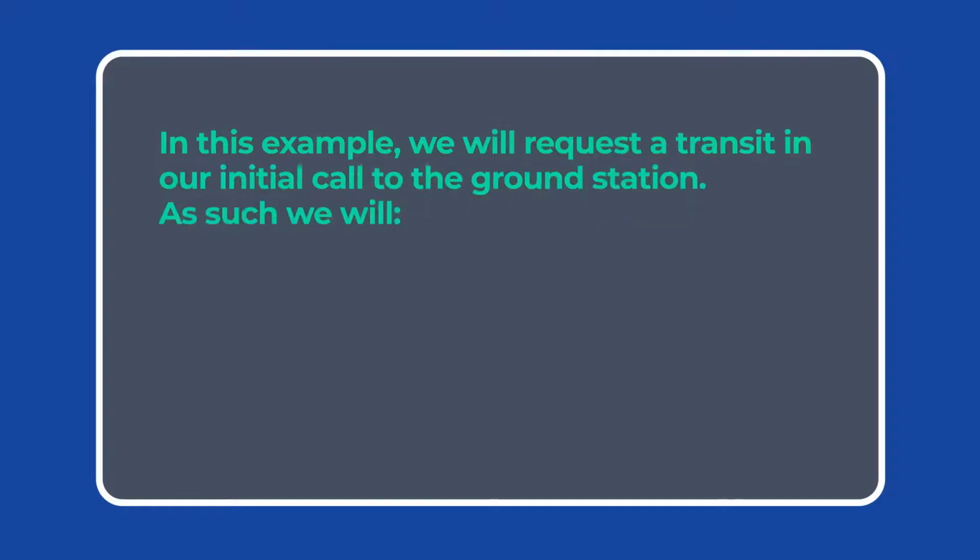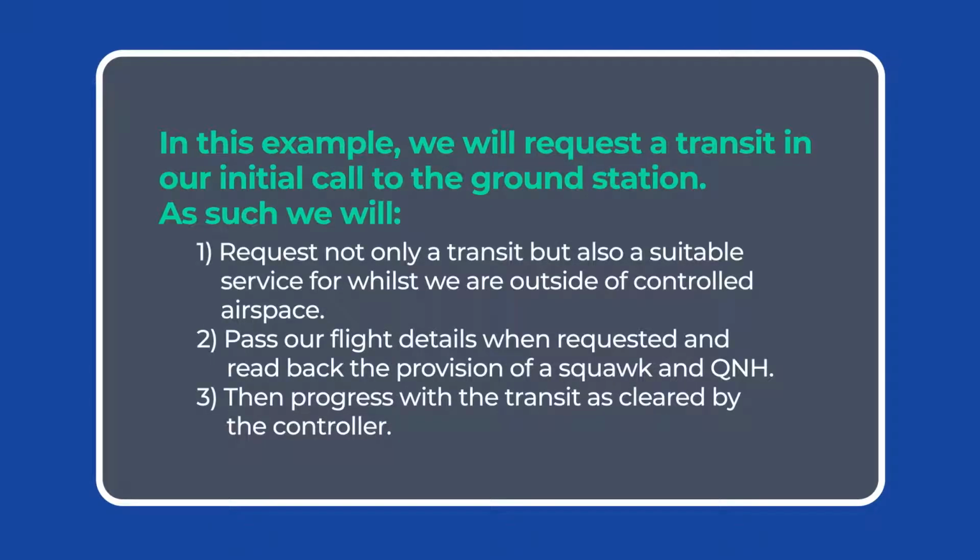We will request a transit in our initial call to Big Town Radar. As such, we will request not only a transit, but also a suitable service for whilst we are outside of controlled airspace. We'll pass our flight details when requested and read back the provision of a squawk code and QNH. Once that is done, we'll progress with the transit as cleared by the controller.